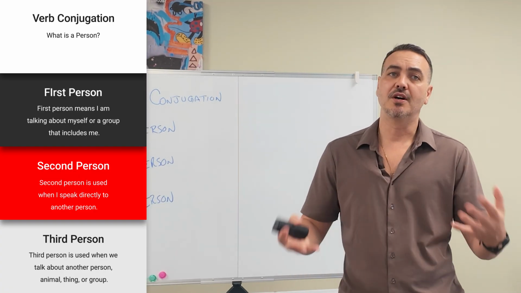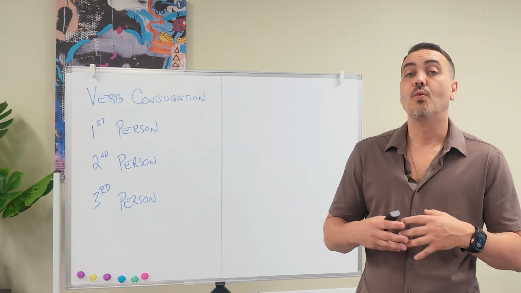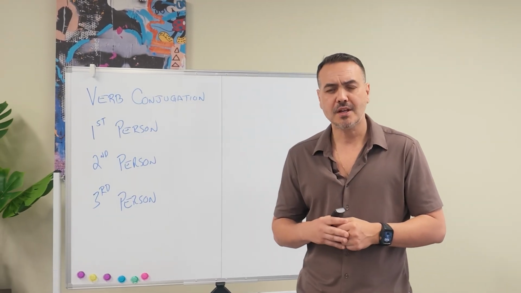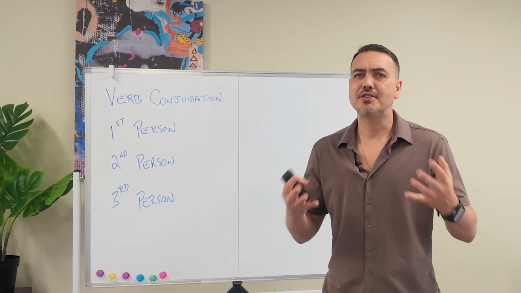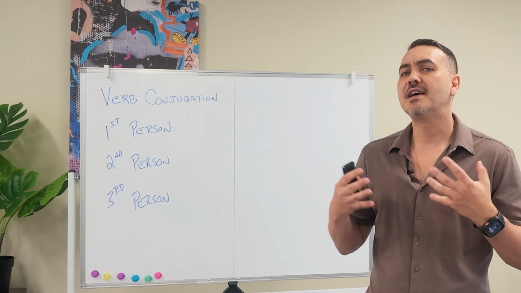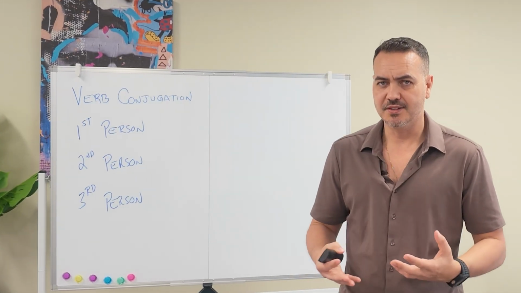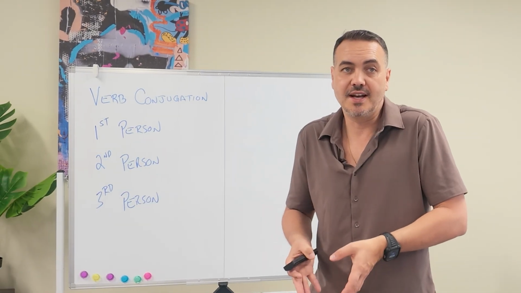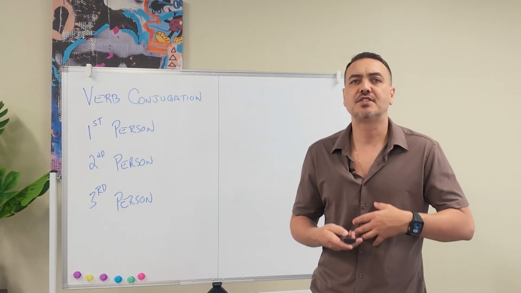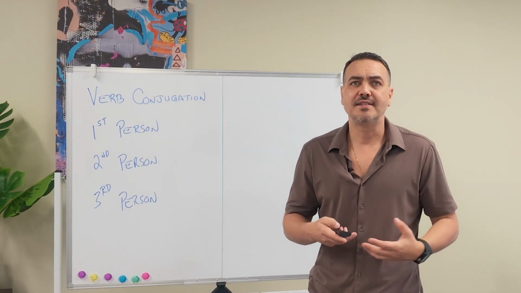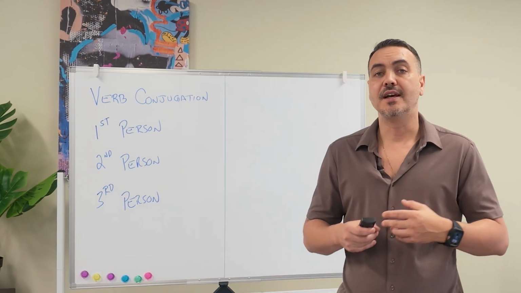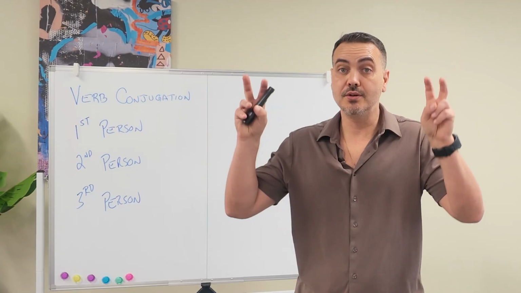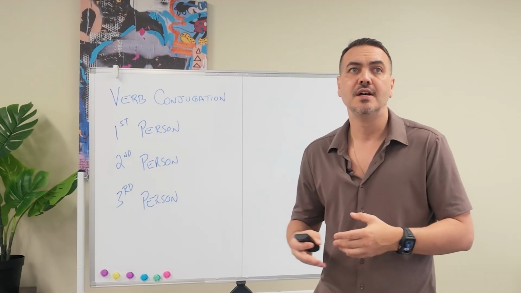So if you can follow along, we'll start with what person means in grammar, okay? When we talk about a person, we're really talking about the subject of the sentence, okay? Who is doing the action, okay? The subject tells us who or what we are talking about. And of course, there's three main persons or whos in English.